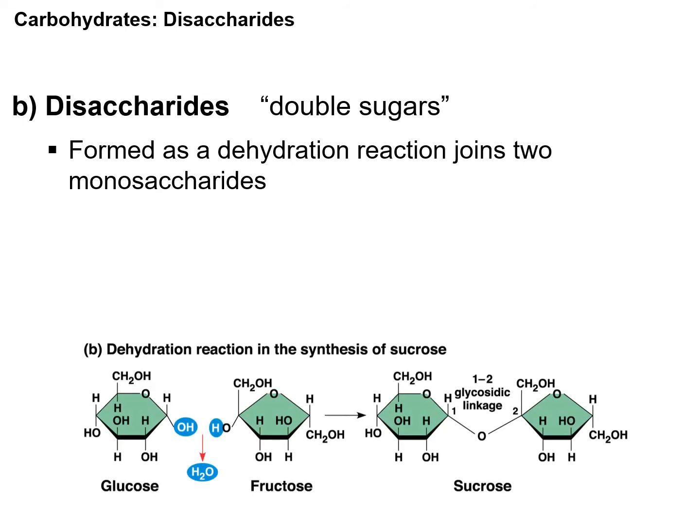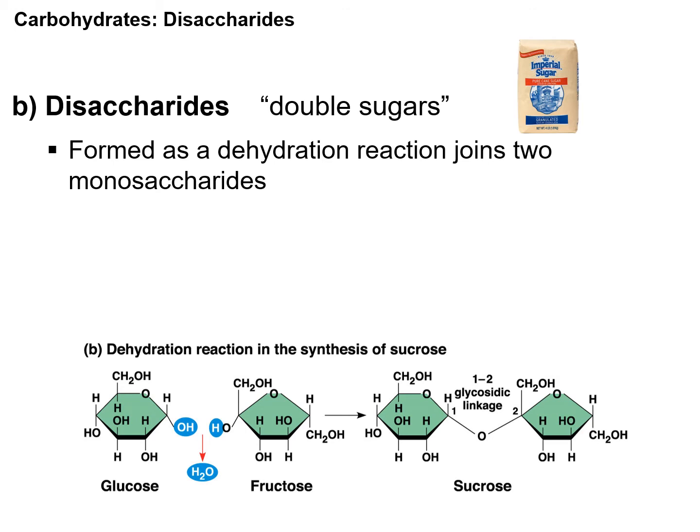The disaccharides, or double sugars, are formed as 2 monosaccharides are joined together in a dehydration reaction. Let's consider the illustration below. 2 monosaccharide sugars, in this instance glucose and fructose, are linked together to form sucrose, also known as table sugar. As expected, a water molecule is lost during the reaction.